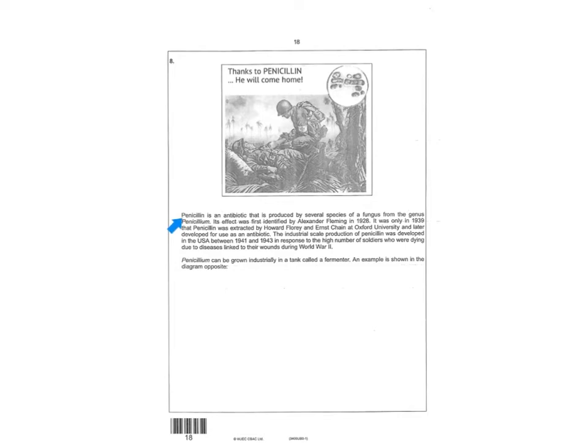Penicillin is an antibiotic that is produced by several species of fungus from the genus Penicillium. Its effect was first identified by Alexander Fleming in 1928. It was only in 1939 that penicillin was extracted by Howard Florey and Ernest Chain at Oxford University and later developed for use as an antibiotic.